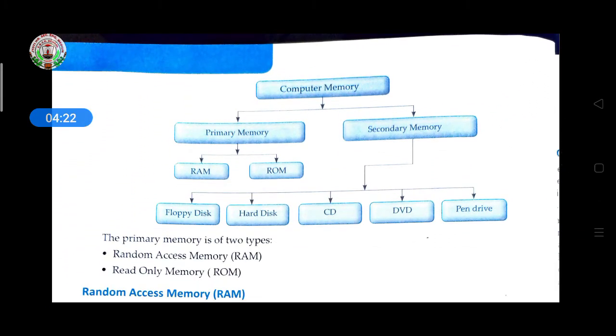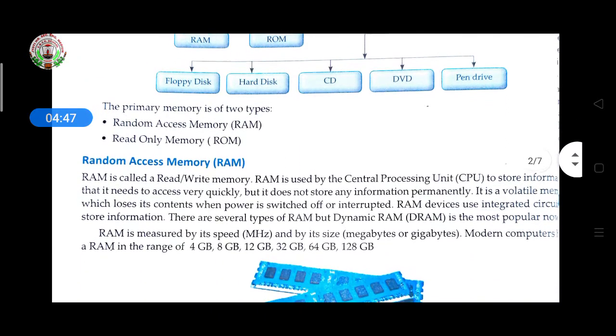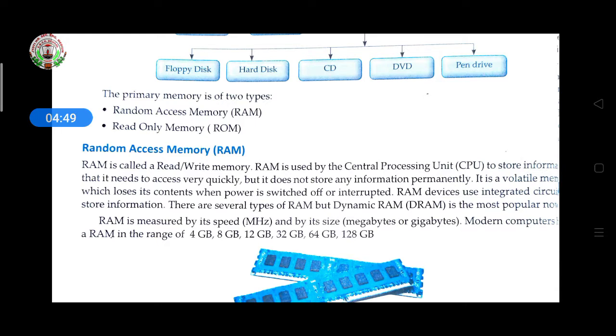Computer memory, see the diagram given here. In computer memory, primary memory and secondary memory are given. Under primary memory, RAM and ROM, and under secondary memory, floppy disk, hard disk, CD, DVD, pen drive. So first let's discuss the primary memory. Primary memory, first one is RAM, random access memory, and then the second one is ROM, read only memory.